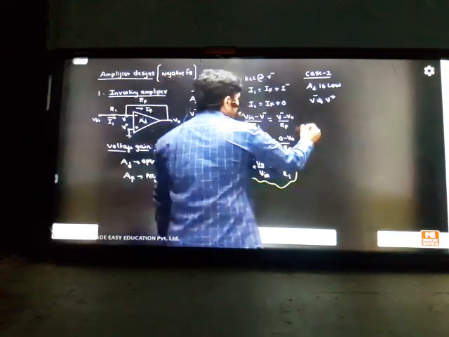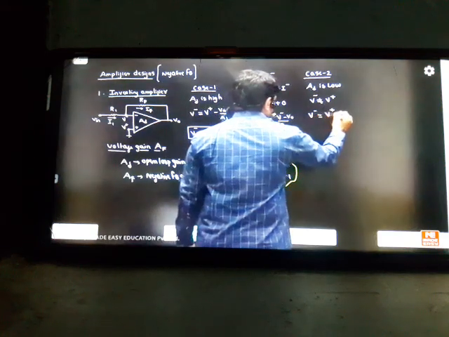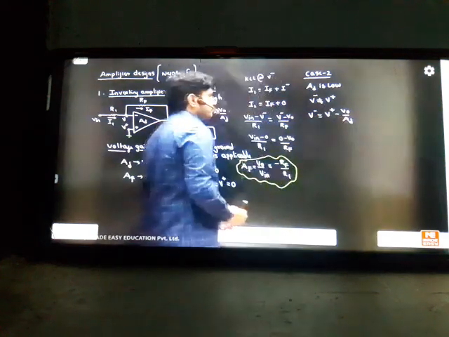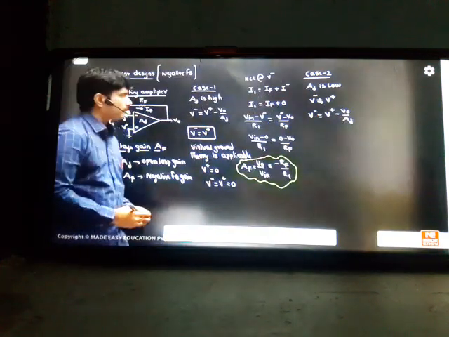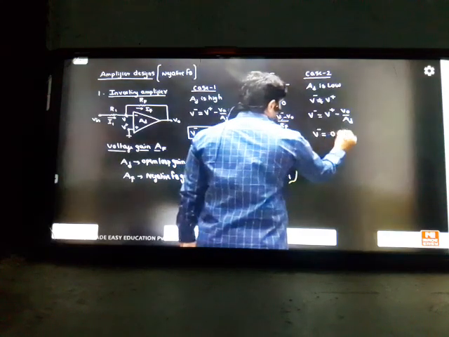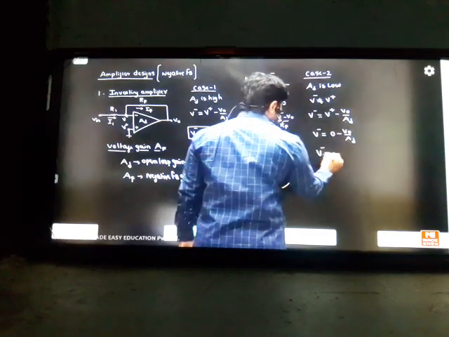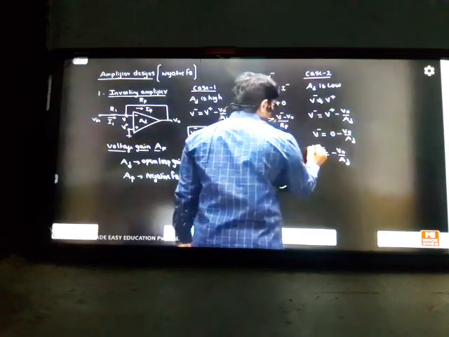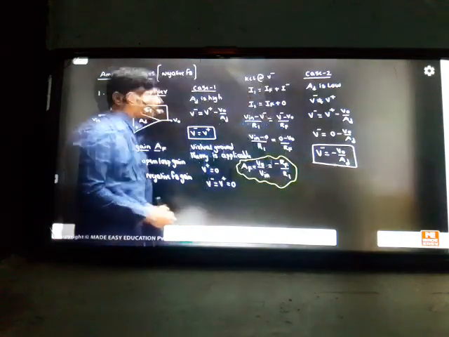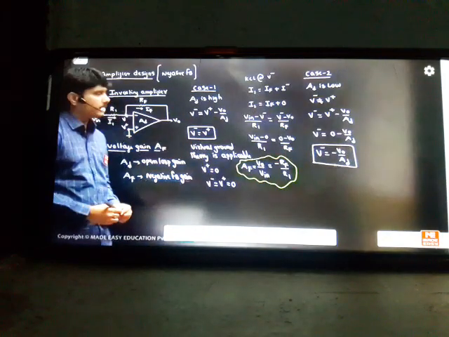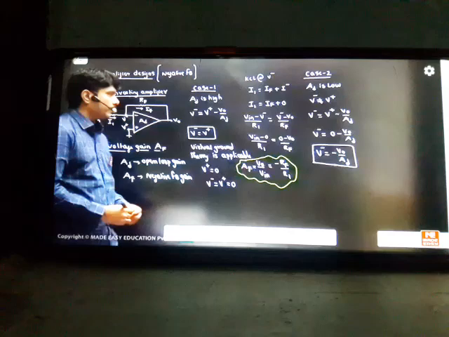Then V minus has to be taken as the complete expression, V plus minus V naught by AD. V minus and V plus are not the same, but V plus here on the board is 0. So 0 minus V naught by AD, and V minus becomes minus V naught by AD. This is the situation you get whenever AD is low. Previously V minus became 0 when AD was high, but when AD is low, V minus becomes minus V naught by AD.